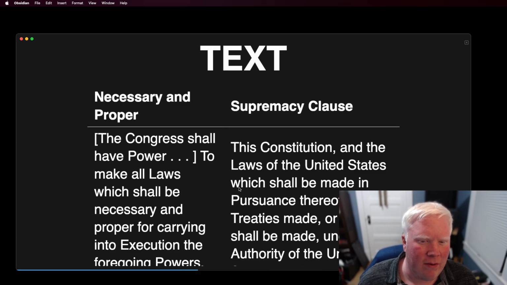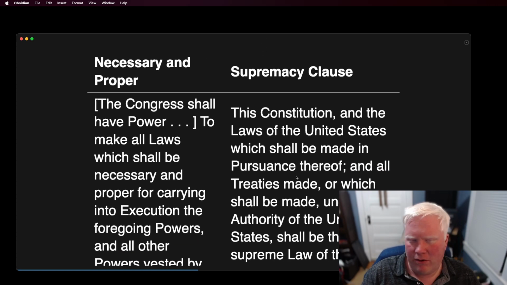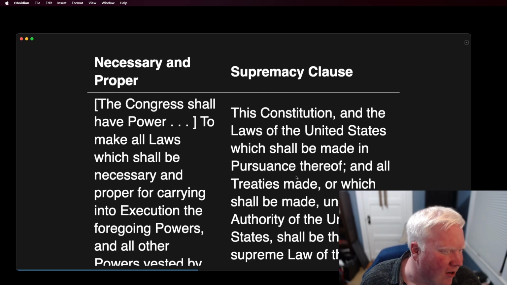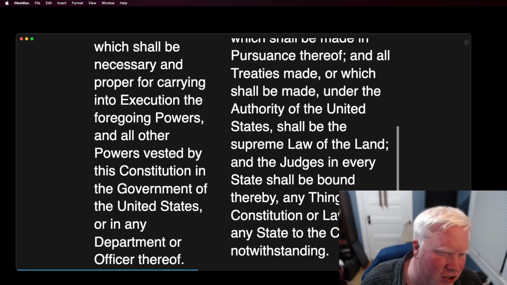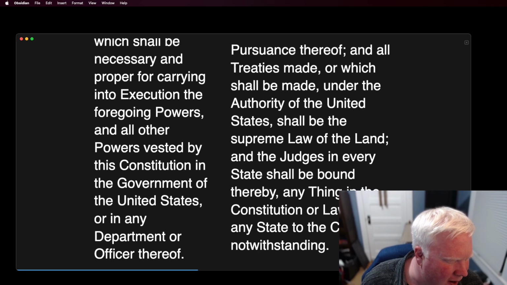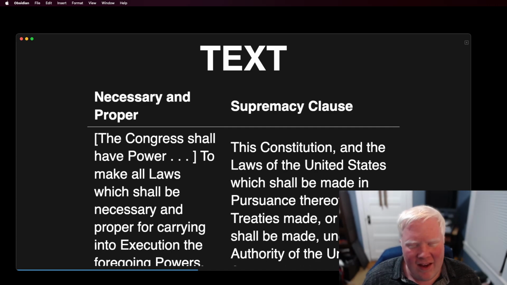The text is the first thing we want to look at, and the text for the Necessary and Proper Clause is that Congress shall have the power, along with all the other enumerated powers, to make all laws which shall be necessary and proper for carrying into execution the foregoing powers and all other powers vested by the Constitution in the government of the United States or in any department or office thereof. Short and sweet, it means quite a bit when we take it in context with the Supremacy Clause and then with the Commerce Clause next class.